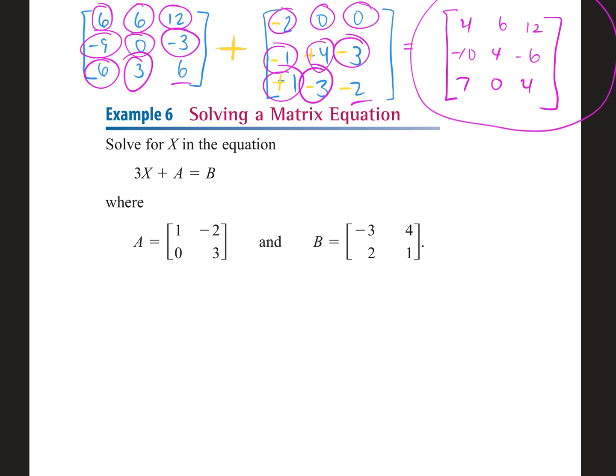Somebody asked me last period, why is the X capitalized? I'm not sure. It doesn't make it any more special.